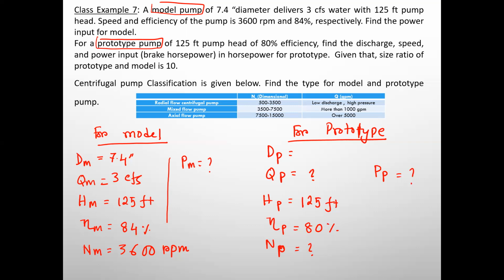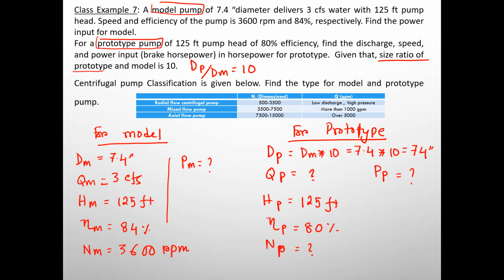Now we don't know the diameter for prototype, but if you look at one of the given information, it says the size ratio of the prototype and model. For pump, size means the diameter of the propeller. That means DP over DM is 10. From that equation we can find the DP, which is DM times 10, 7.5 into 10, so 75.